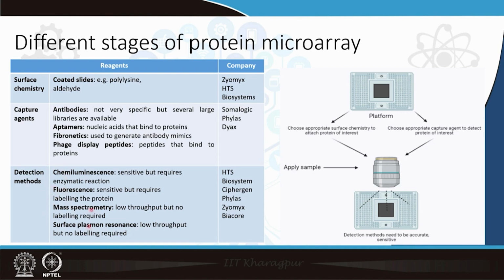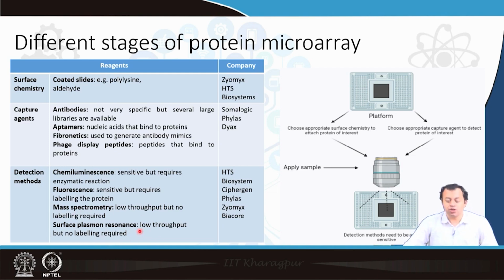And then the detection method: you have chemiluminescence, fluorescence, sensitive but requires labeling of protein. The problem with fluorescence tagging or labeling is that the fluorophore that is attaching with your protein is probably even changing the property of the protein. Mass spectrometry and surface plasmon resonance. Mass spectrometry is also possible, but low throughput and very, very costly. How many institutes do you know that possess a mass spec? A mass spectroscopy equipment is very costly.